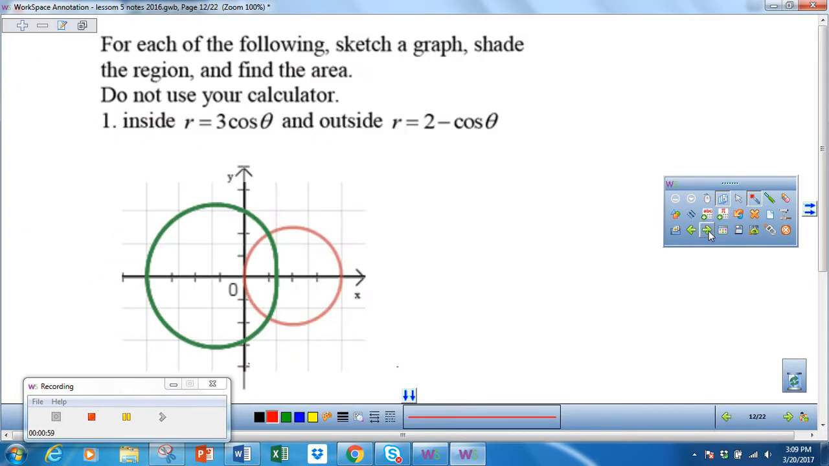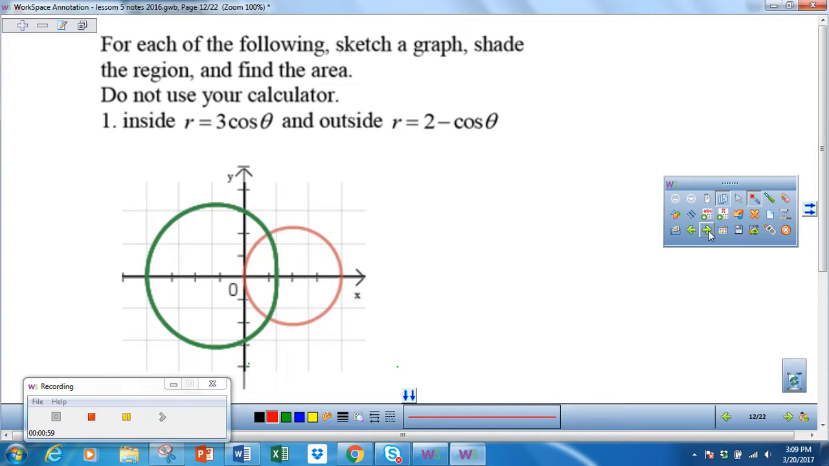Okay, so we're going to start by finding the easier one, inside one curve and outside the other curve, or in other words, the area between two curves. Once again, we're going to need our polar graphing skills in order to do this. What we notice is that we have two curves, r is equal to 3 cosine theta, and outside the curve, r equals 2 minus cosine theta. So we have to figure out which one is which.